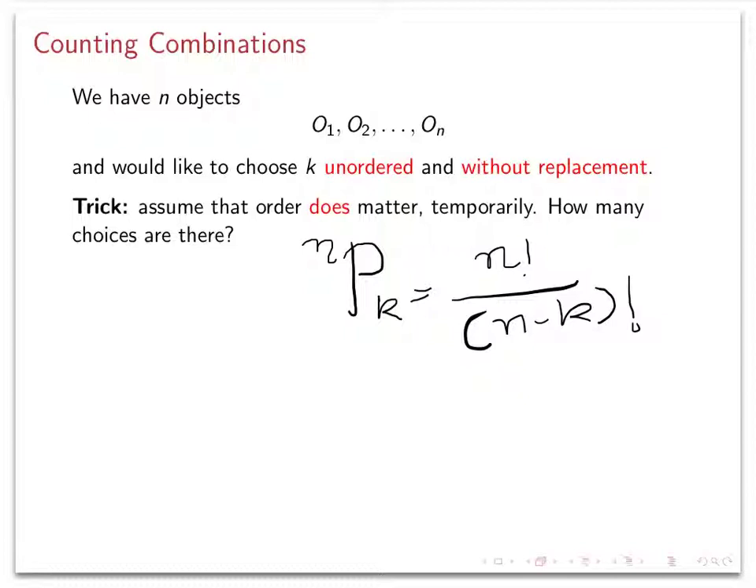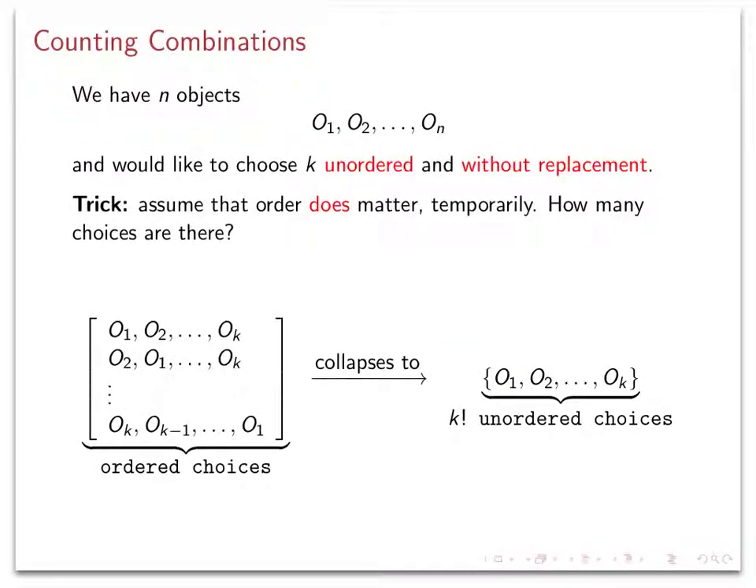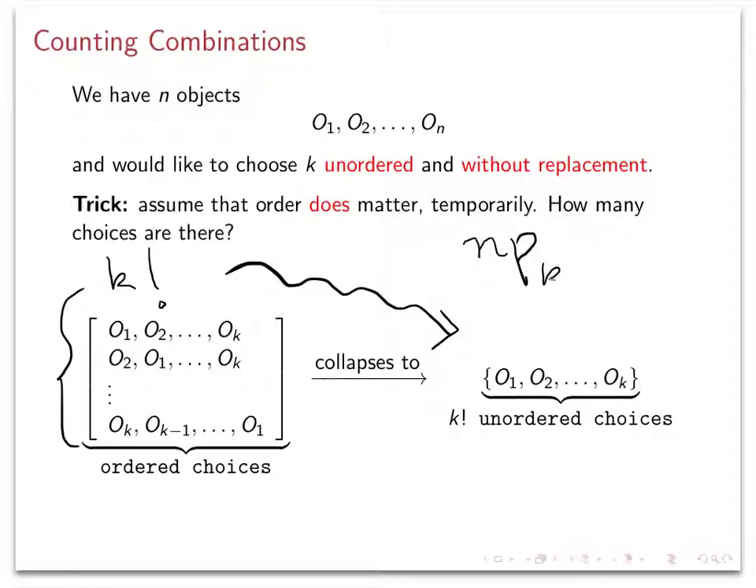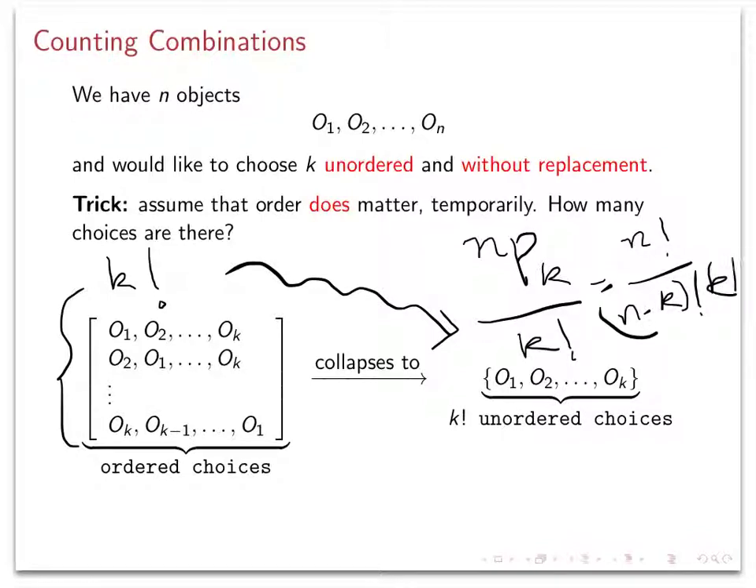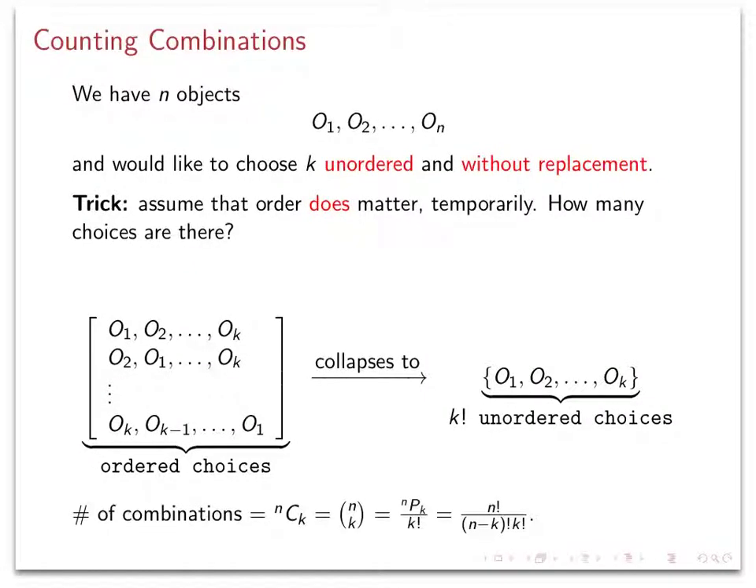Very good. And then moving right along, we ask how many ordered choices collapse onto the same unordered choice. If you do the math again, you have k factorial of these ordered choices that will collapse onto the same unordered choice. So whatever the answer is, nPk for the ordered case, we divide by k factorial. If you want to write this out, this is n factorial by (n minus k) factorial, and that's the answer. So the answer really is the number of combinations.